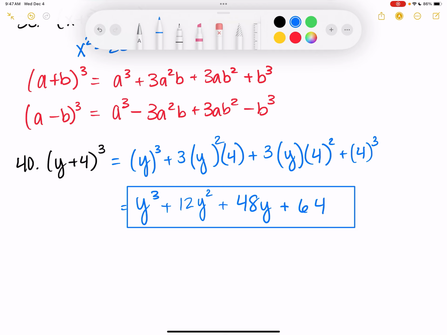All right, let's do one that is a minus 1. Number 42: 3t minus 4 cubed. So this is another situation where it'll be important that I put the exponents on the outside because it's going to go on the whole piece. 3t is a and 4 is b, and then the signs obviously are given to me up here. So notice they're alternating signs for the minus 1.